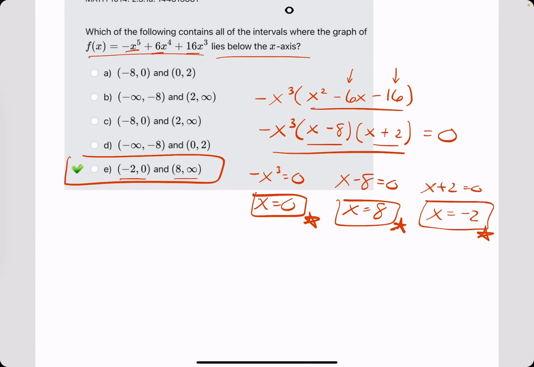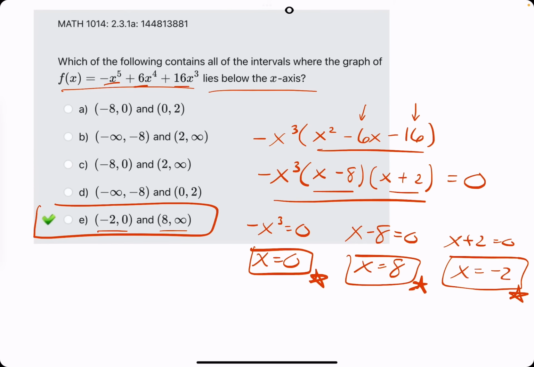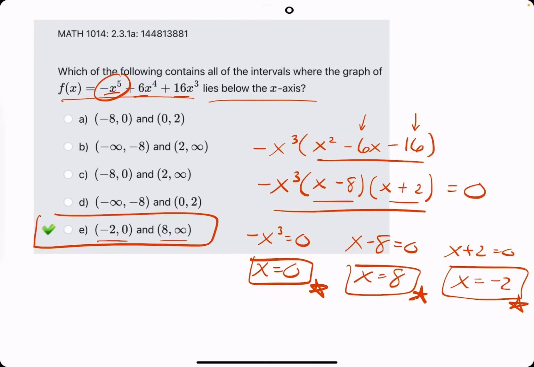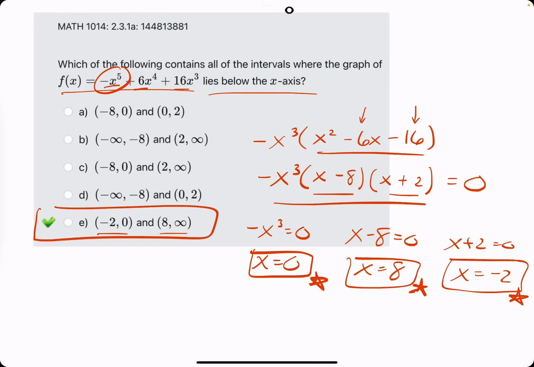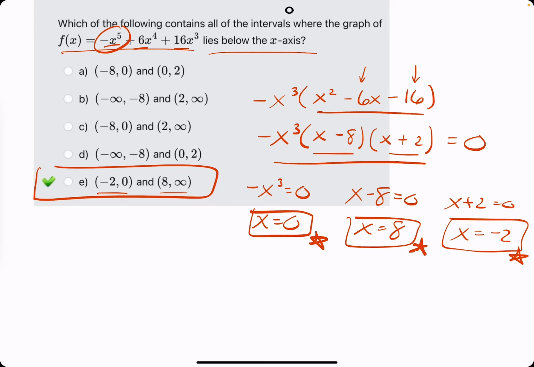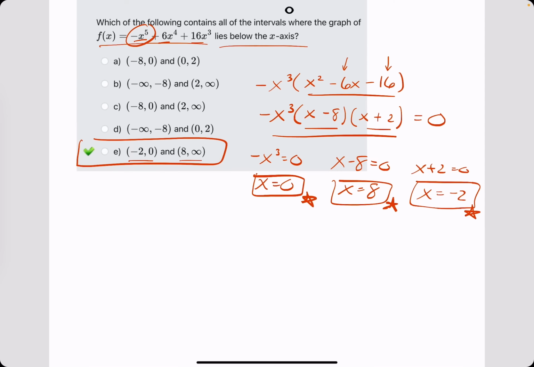Now it's just a matter of looking at the leading term of this function, the term with the highest exponent. That is -x to the 5th. The -x to the 5th, the term with the highest exponent, decides the behavior, or the overall path or shape of this curve. And so if you have a negative function, well, let's start with this.